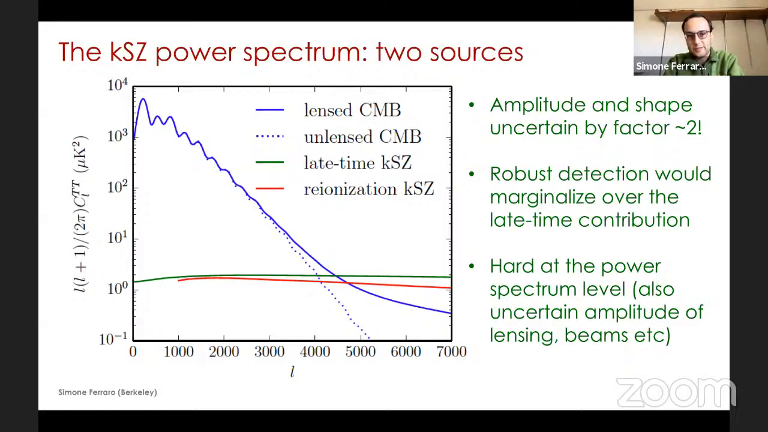So while certainly people do put upper bounds on the size of the reionization kSZ, the common wisdom until fairly recently was that getting a very precise measurement of the reionization kSZ power spectrum only would be challenging once you marginalize over the uncertainty on the late time component as well as other foregrounds.